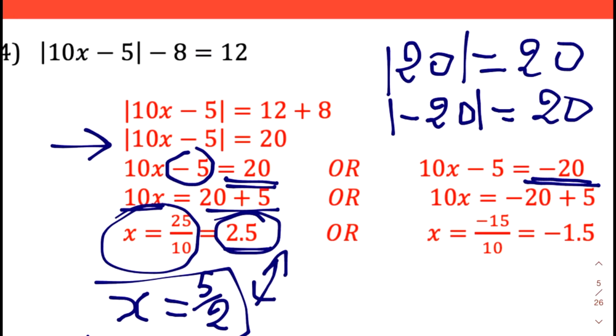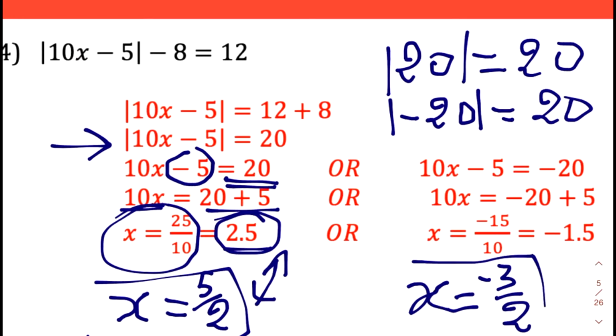Okay. In the second one, we add 5 to -20, we get -15. And this is your -15. And you divide by 10 each side, you get -15/10, which is -1.5. As fraction, you can have -15/10, just simplify by 5, divide by 5, you get -3/2. So make sure in the exam, you look for fraction and you look for decimal.